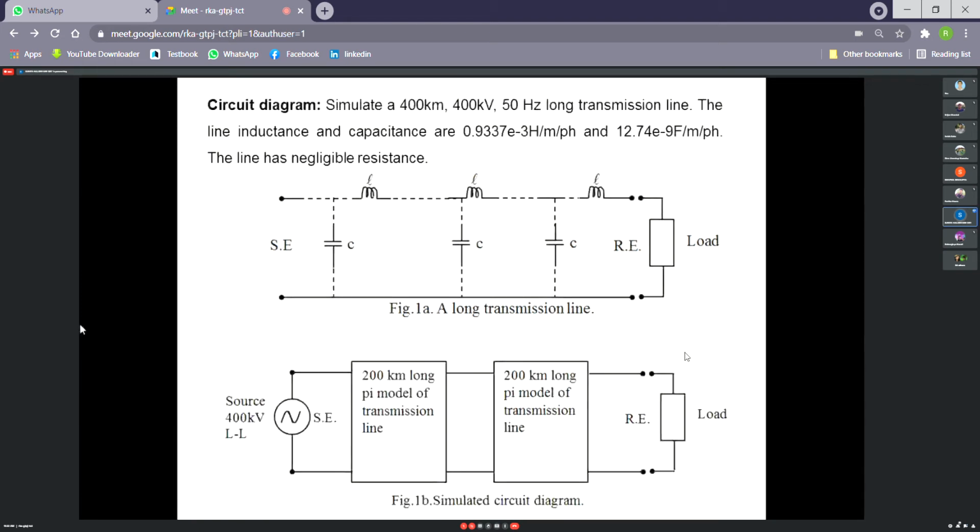But obviously, if we make more sections, then the experiment will be nearer to the practical one. So if we make it 4, it will be better. If we make it 8, then it will be far better in that way.